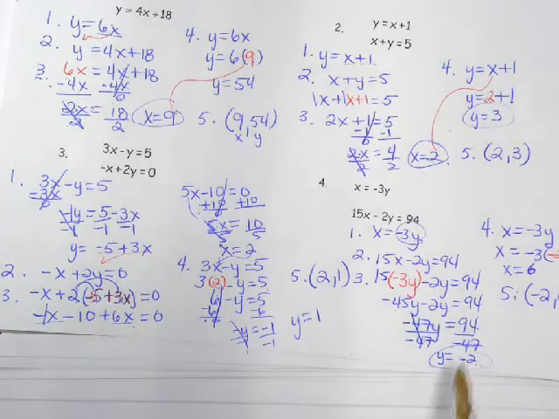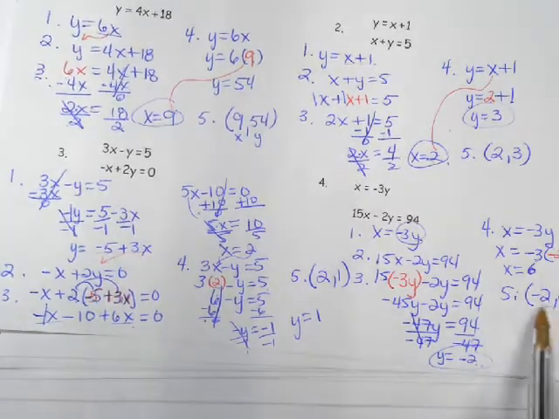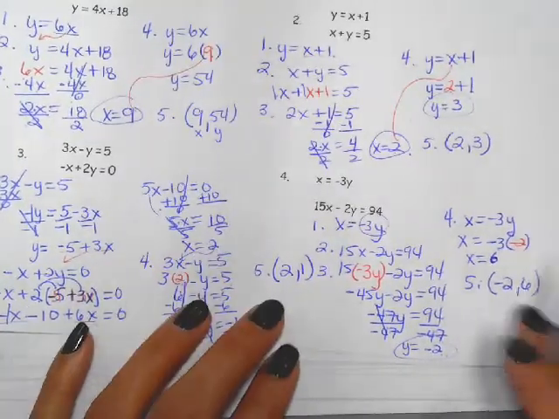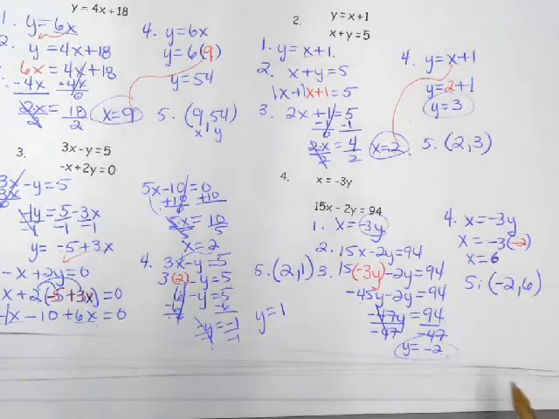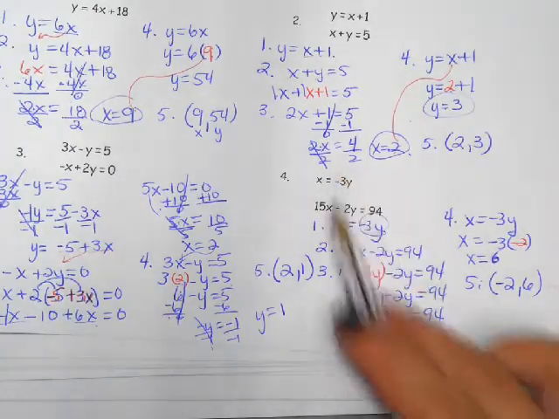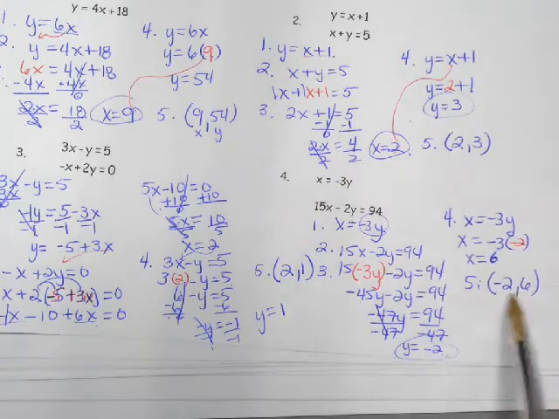So if I was to graph this, I know that both lines would intersect at this point. Or if I was going to check the table, if I graph both of them, check the table, they both would have a negative 2, comma 6.